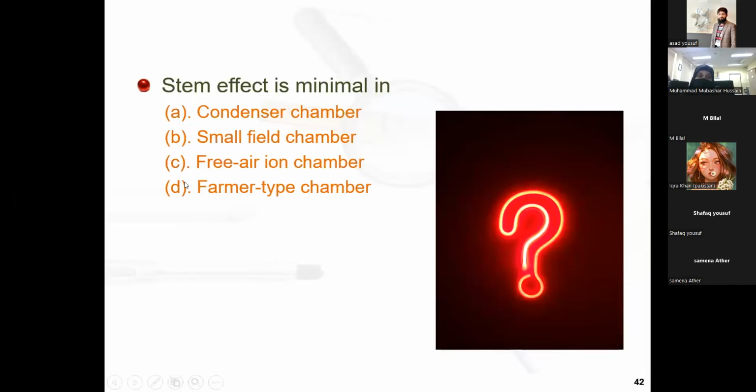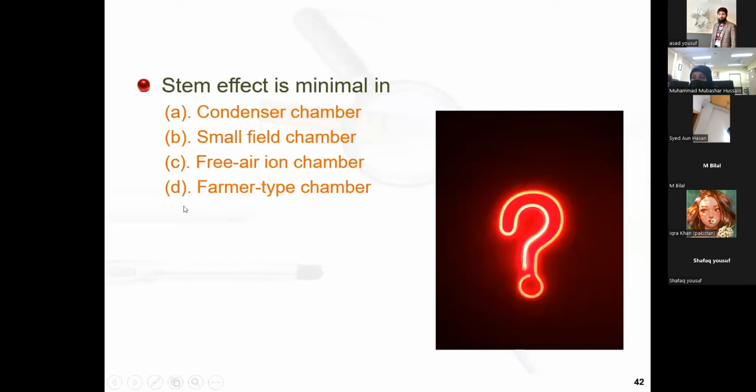In this case the correct answer is Farmer type chamber, because of stem effect. Stem effect occurs when the stem, cable or extracameral component of an ion chamber is irradiated, and an extracameral current is produced and collected by the collecting electrode. However, in a Farmer type chamber, guard rings or guard electrodes are available, placed at the same potential as the central electrode, so they do not let this extracameral current pass to the collector electrode. So Farmer type chamber is the correct answer.